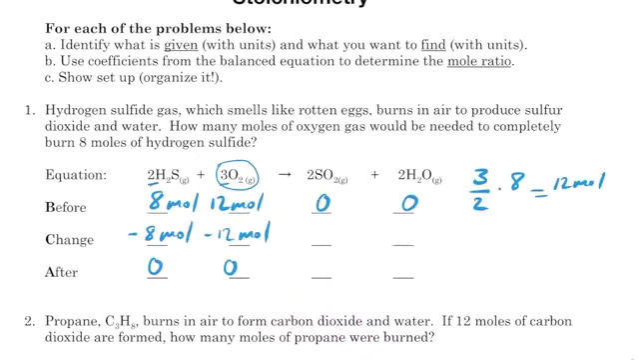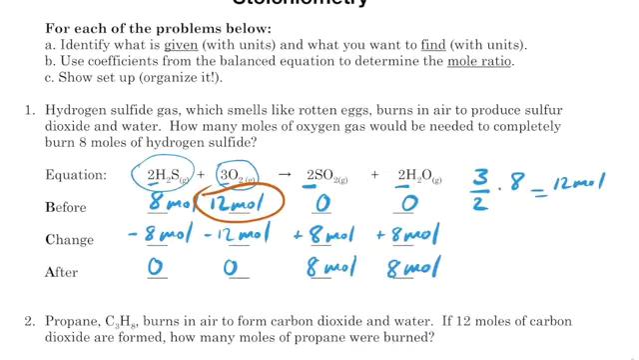If we look at the change side, I've got 2 moles of SO2 and 2 moles of H2O. And I had 2 moles of H2S on the left. And since the mole ratios are exactly the same, these are all going to be 8 moles. But we're going to add 8 moles because we're forming them, and at the end we're going to have 8 moles and 8 moles. So, how many moles of oxygen gas would be needed? Our answer is 12, but the rest of the table gives us a good idea of what's going on with the problem. Okay, let's look at the next one.